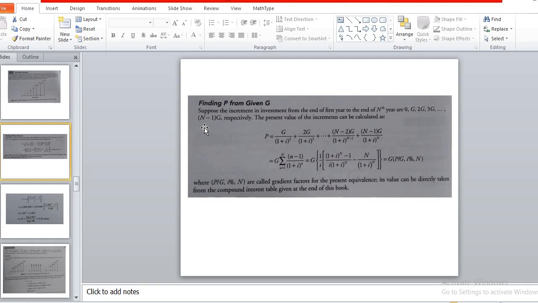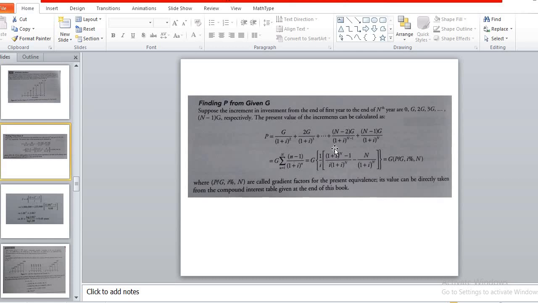With this we can find the present value like this. Present value P is equal to G upon (1 plus i) squared plus 2G upon (1 plus i) cubed, and so on up to year n. For year n, that increment is (n minus 1) into G, and the factor we consider is (1 plus i) raised to n. This is the present value that we calculated by considering the basic formula.